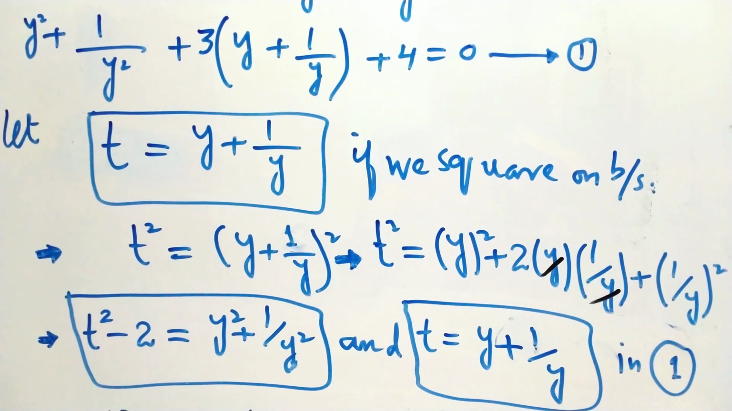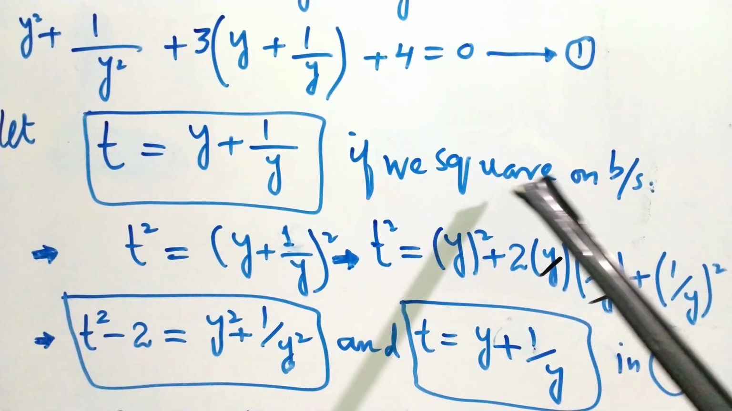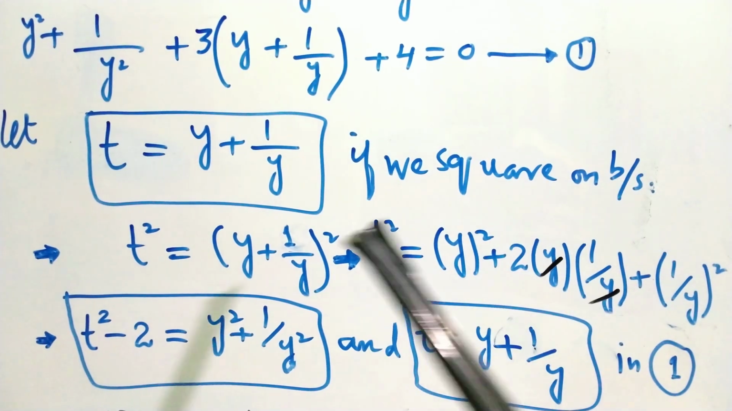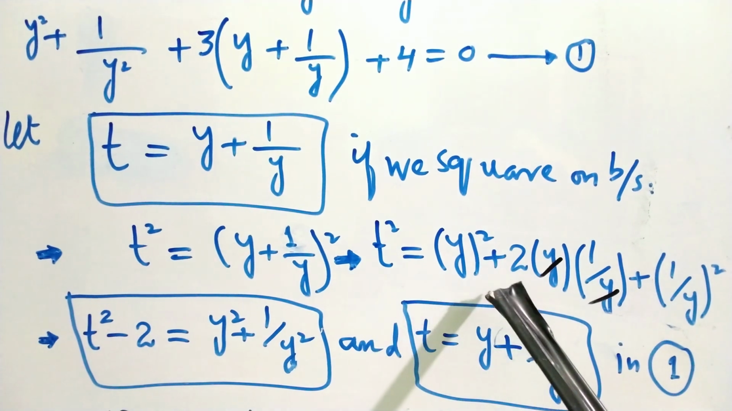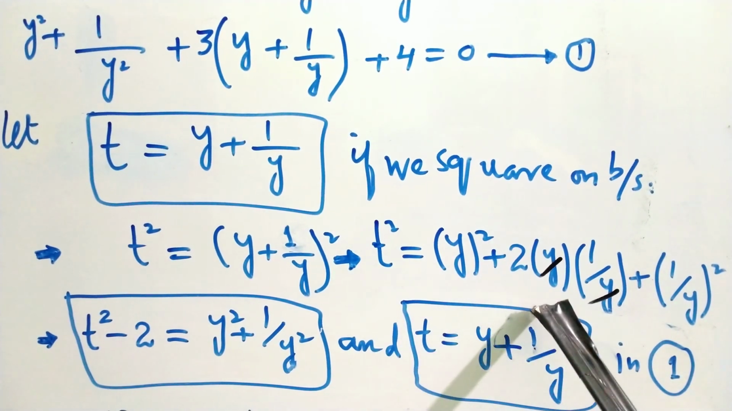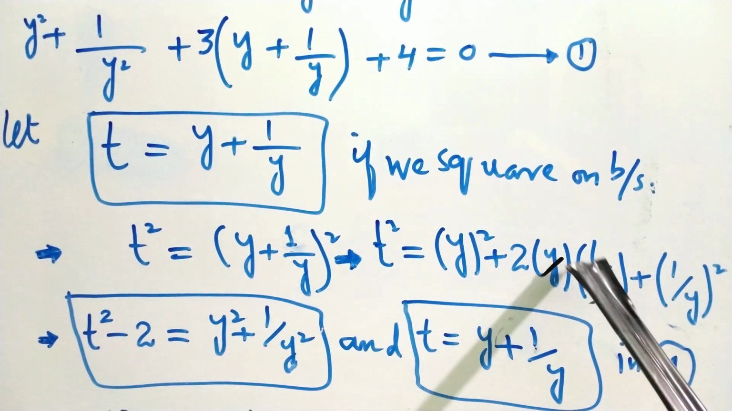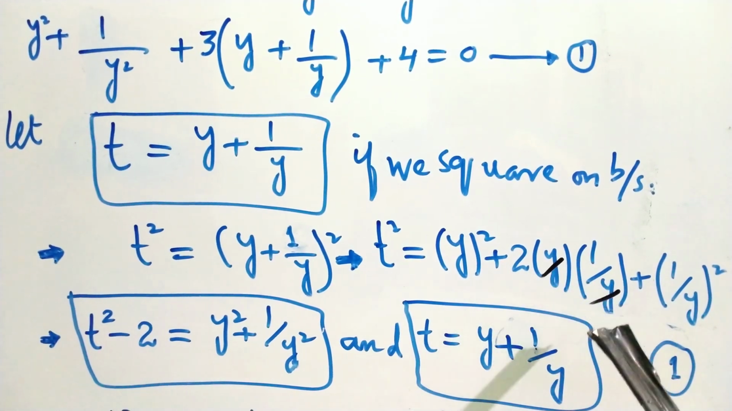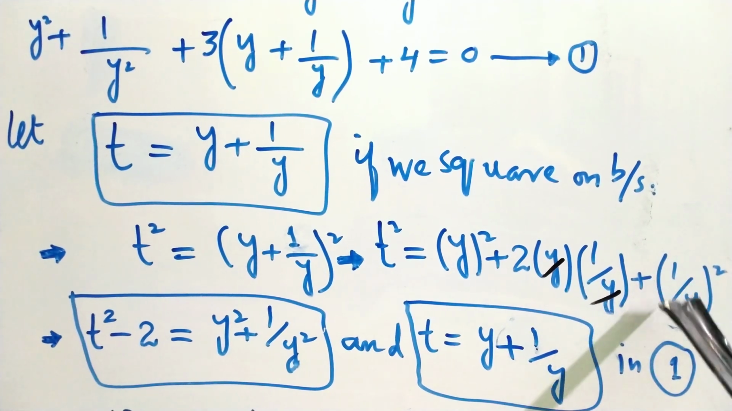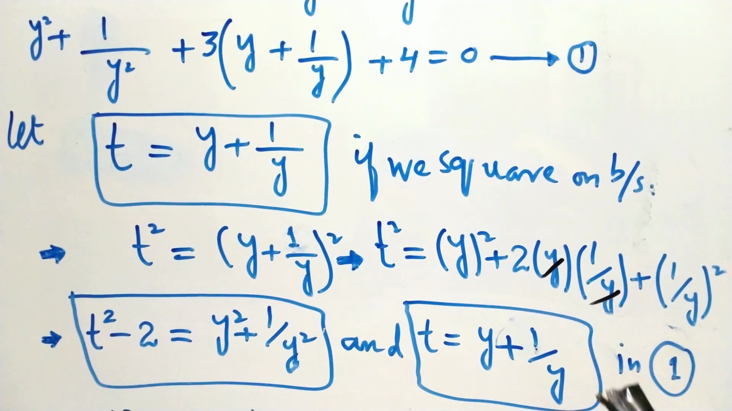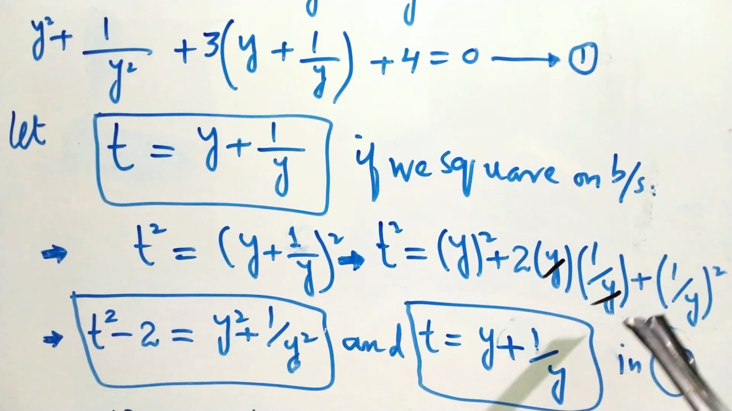Let t equal to y plus 1 over y. If we square on both sides, t square is equal to (y plus 1 over y) whole square. Open it with the help of the formula a plus b whole square, that is a square plus 2ab plus b square. That is, t square will be y square plus 2 into y into 1 over y. Both are reciprocal to each other and cancel out each other, plus 1 over y whole square. So what will remain on this side: y square plus 2 plus 1 over y square.